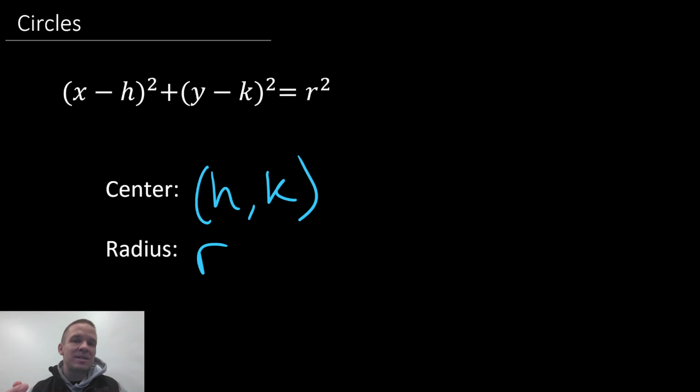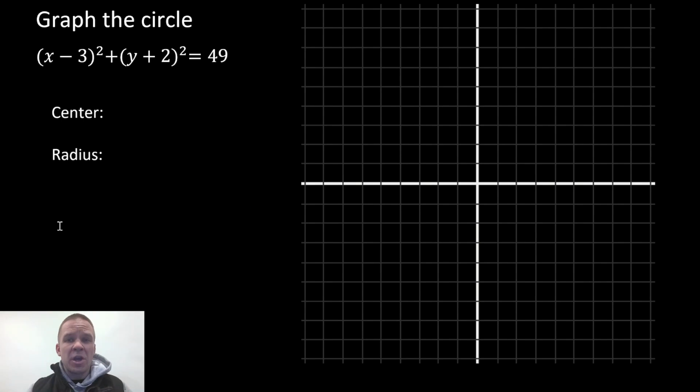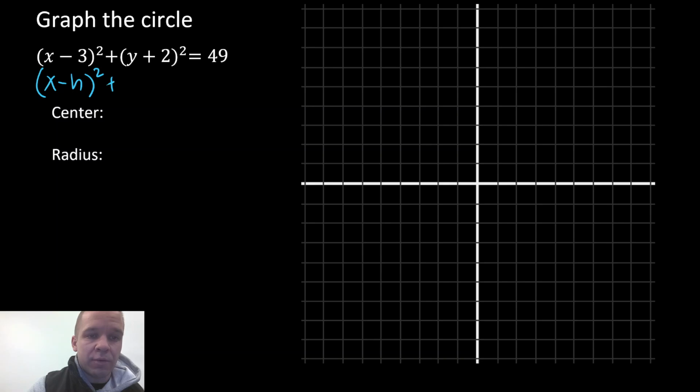I think it's easiest to see all this with an example. So here we're going to graph this circle, and it's been given to us in standard form. Now, if you don't remember that standard form from just a second ago, it is (x − h) squared plus (y − k) squared equals r squared.